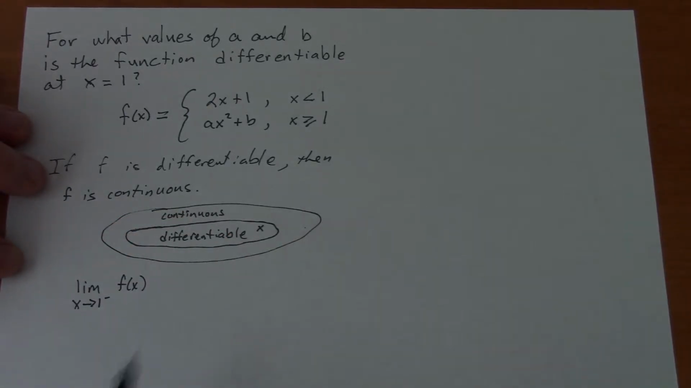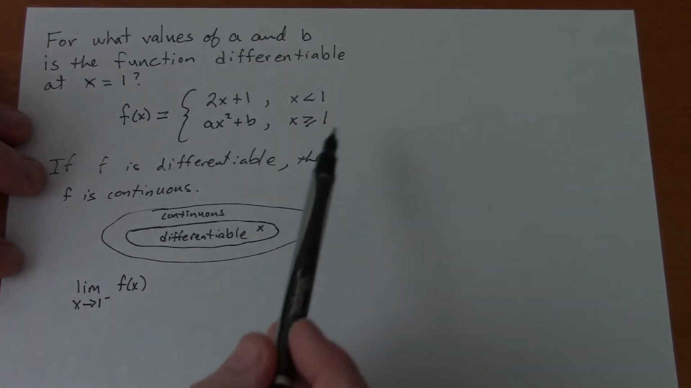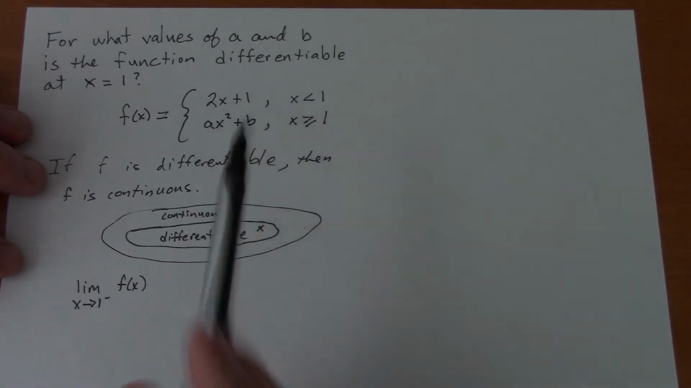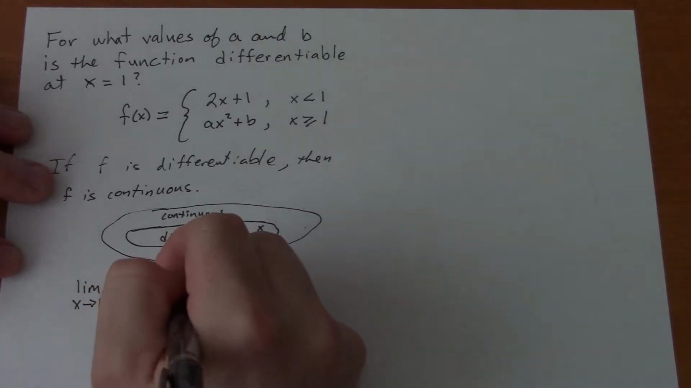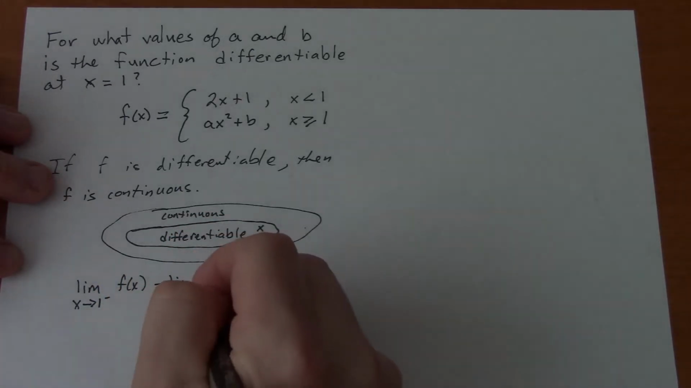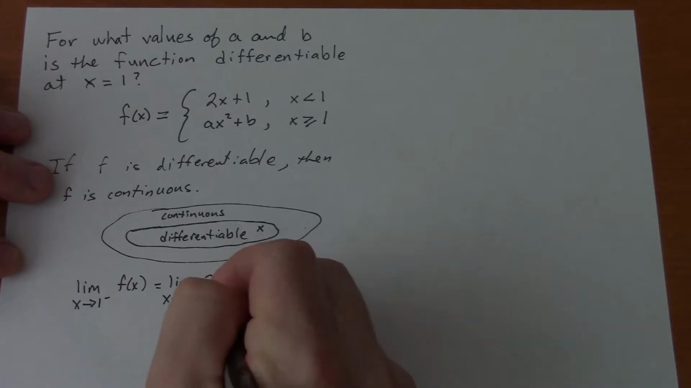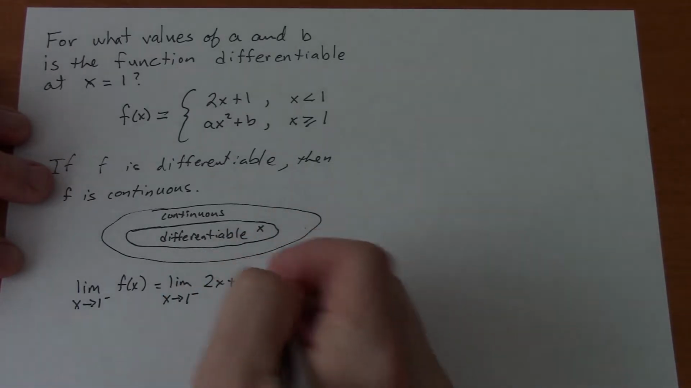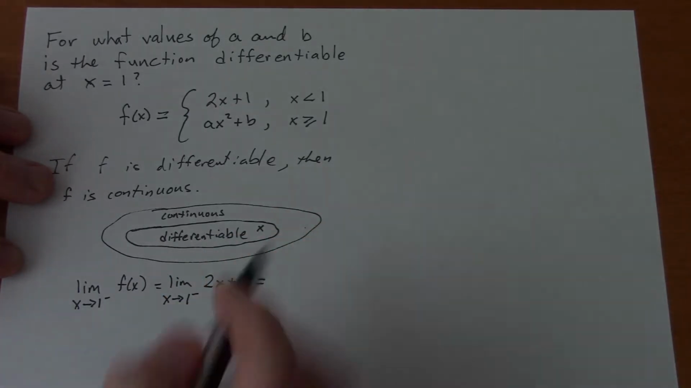And on the left side, that's all the x's that are less than 1. We're dealing with 2x plus 1. So this is the same as the limit as x approaches 1 from the left of 2x plus 1. I think I said minus a second ago. And we just plug 1 into that and we're going to get 3.